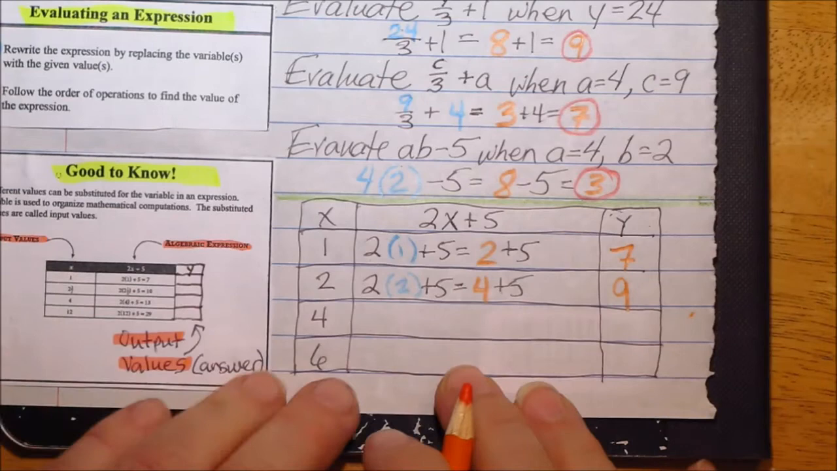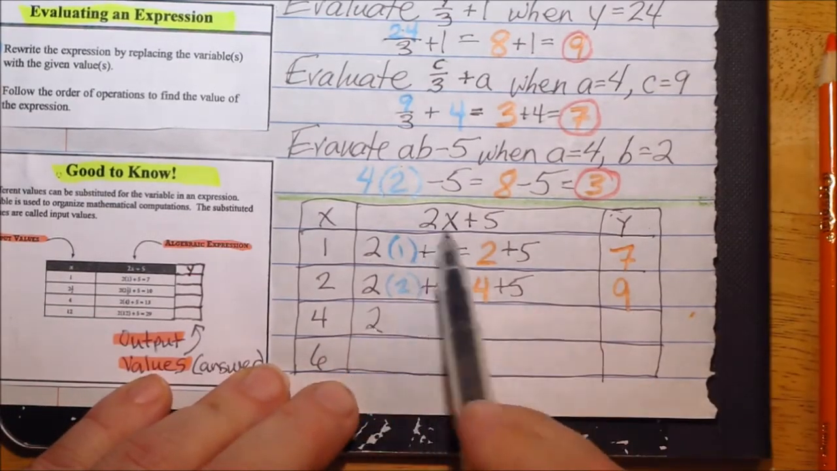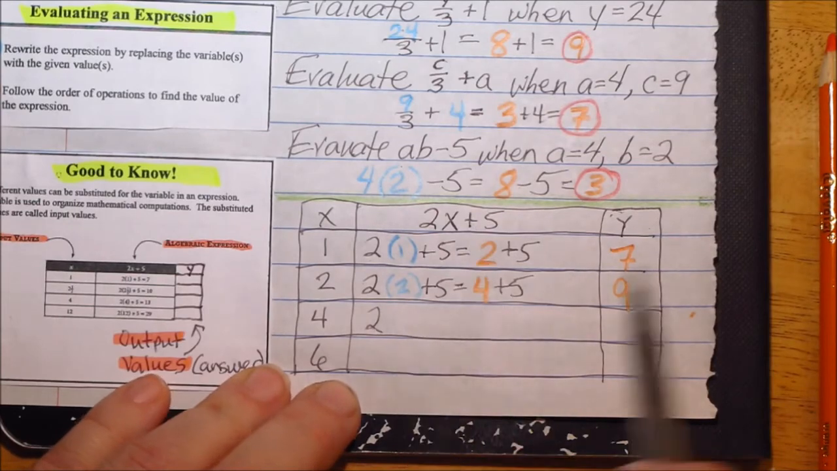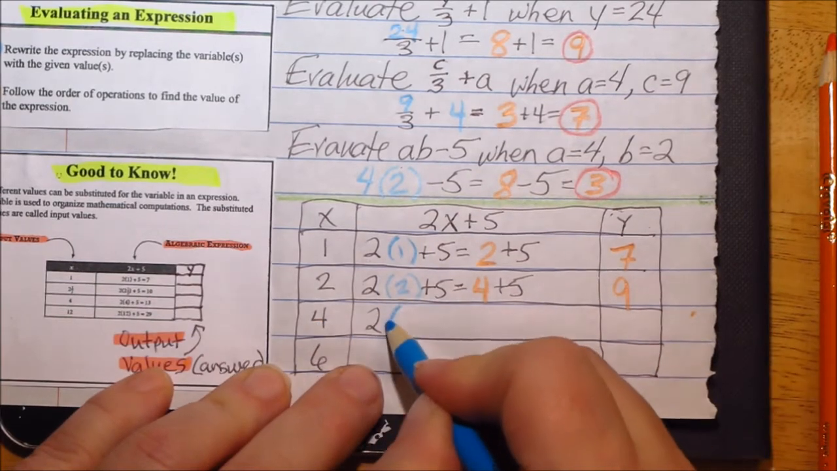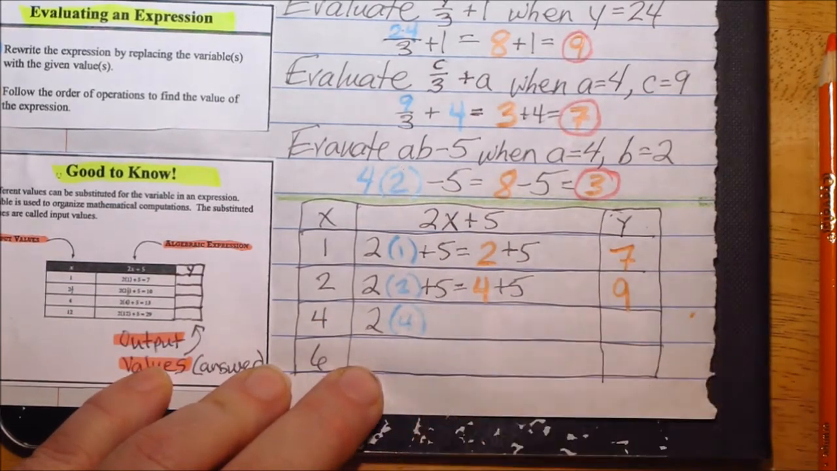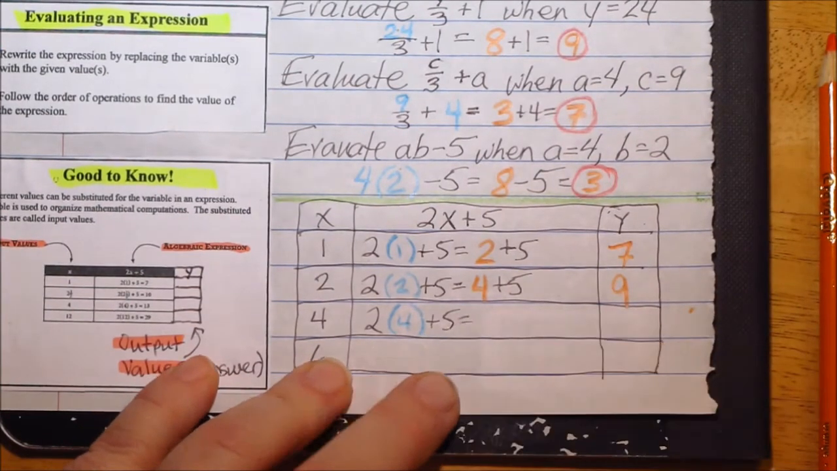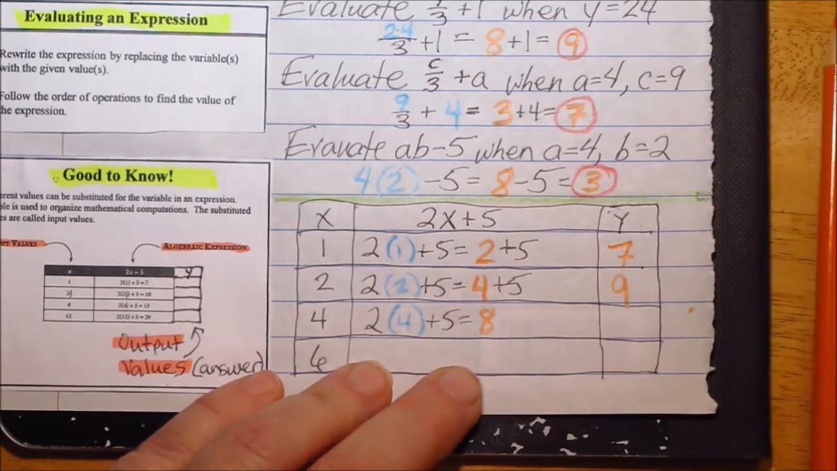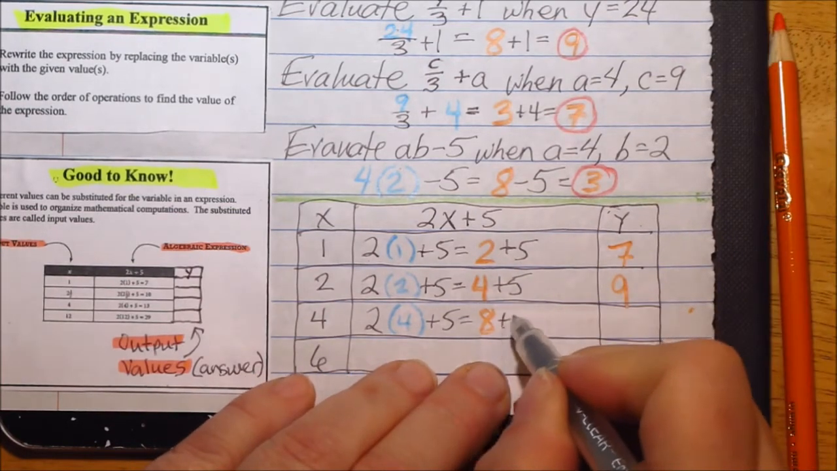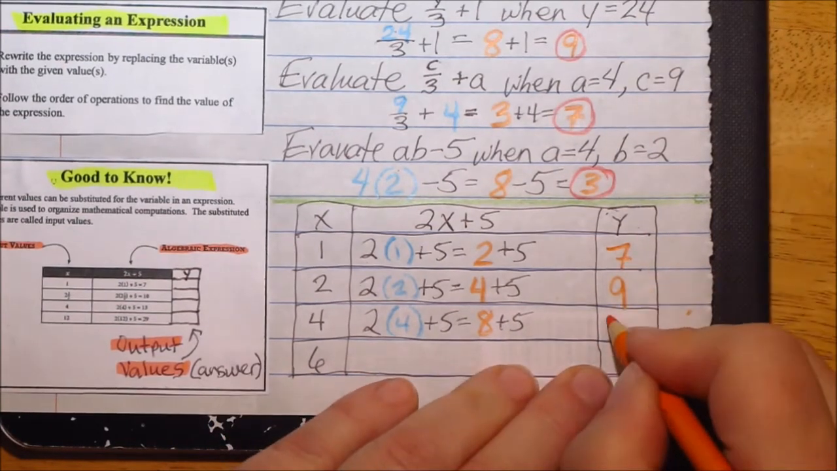Okay, now we have 4. Notice it's just the same expression as what you see here every single time. I'm simply putting in a different value for the x. And the value I'm putting in this time is 4, plus 5. Now I'll do the math. 2 times 4 is 8. Carry over the rest of the expression. And 8 plus 5 is 13. That's my output.